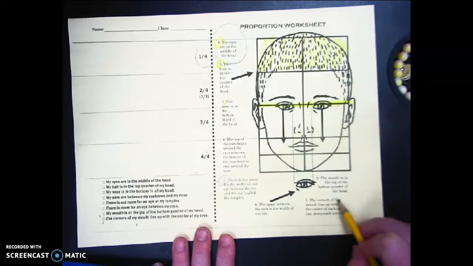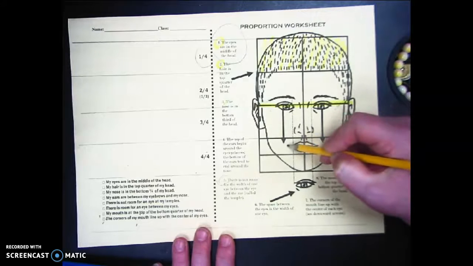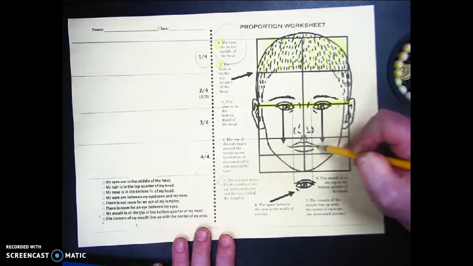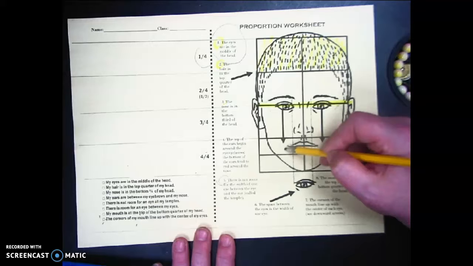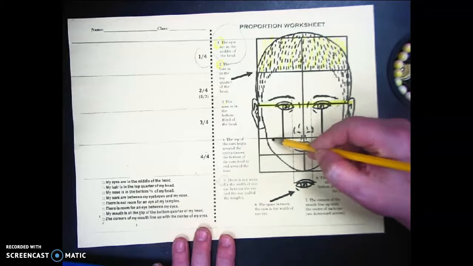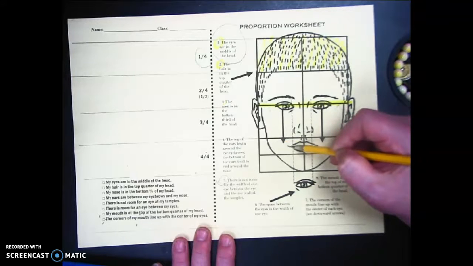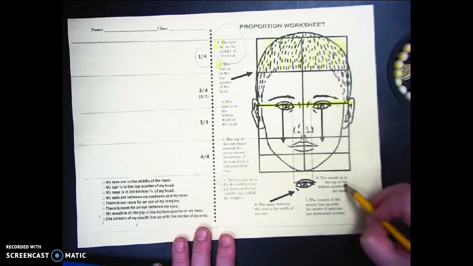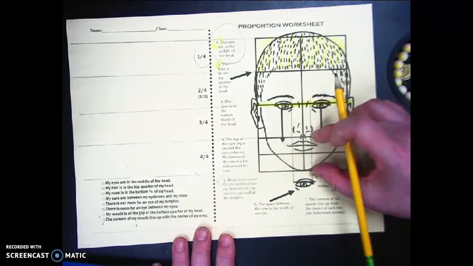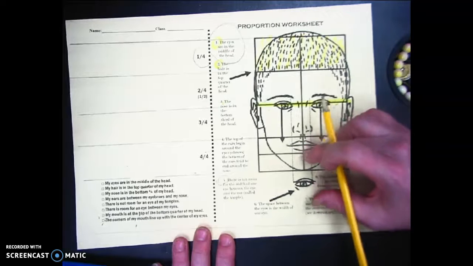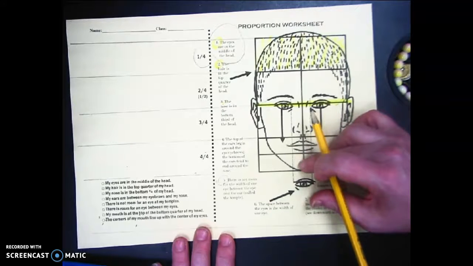Number 7, the corners of the mouth line up with the center of each eye. So as you can see, the corners of your mouth should be in keeping with the center of the eyes. So your mouth shouldn't go way out to here, and it shouldn't fall well inside of the center of the eyes. And the last statement is the mouth is in the top of the bottom quarter of the head. So as you can see here, this fourth quarter is divided into two. Your mouth goes in the top quarter, your chin goes in the bottom of that quarter.